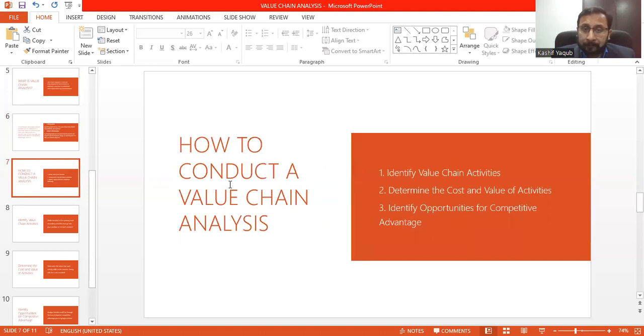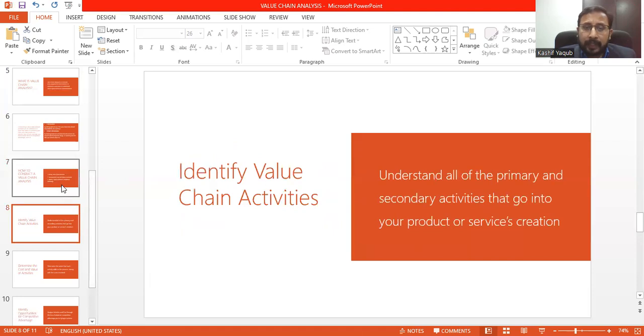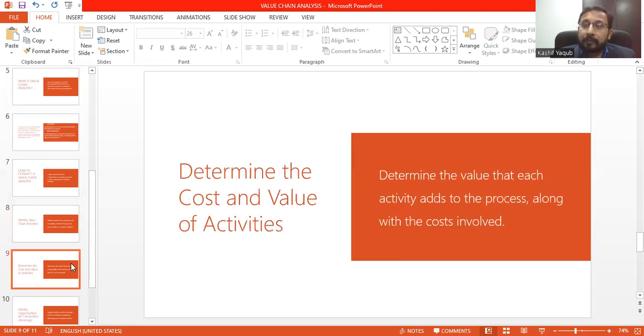to your product. And by the way, if you have more than one product, you need to identify all the activities for each product. So, understand all of the primary and secondary activities that go into the product or service creation. And you should go for all the products if you have more than one product in the company. Determine the cost and value of activities. So determine the value that each activity adds to the process along with the cost involved, right? That's important, along with the cost involved.